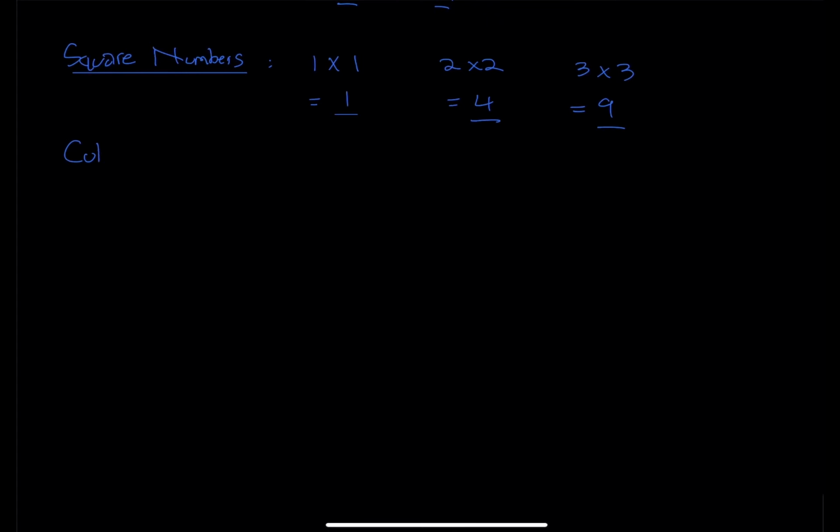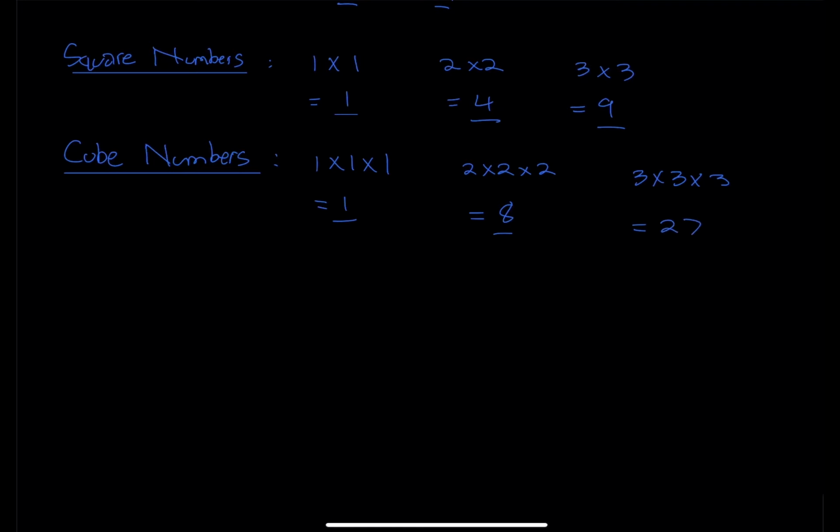Then you get something called cube numbers. Cube numbers are the same, except it's the same number multiplied 3 times by itself. So 1 times 1 times 1 is equal to 1. This is your cube number. 2 times 2 times 2, 8. That's your cube number. 3 times 3 times 3, 27. That's your cube number. You can also write it as 1 cubed, or 2 cubed, 3 cubed. These are basically equal to each other.